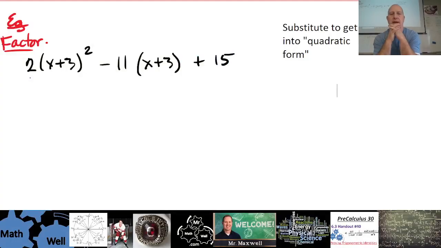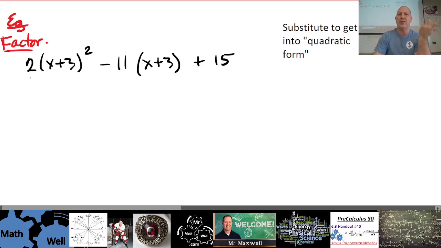All right, so let's factor this expression. Now, this expression looks pretty complicated because it doesn't quite look like a quadratic. Although it has elements of a quadratic, you see a squared there, you see a constant over here. Okay, we see a variable, but it's kind of weird.